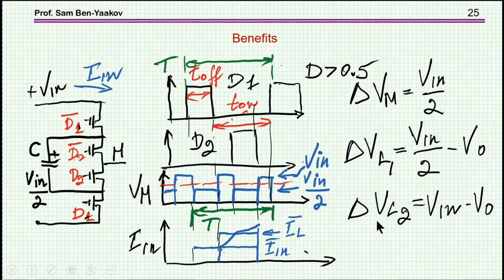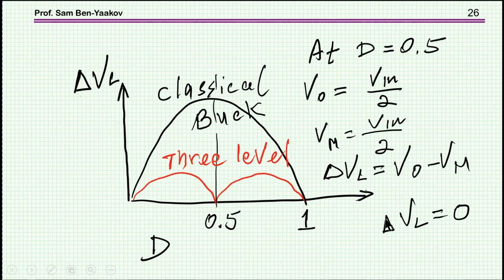So the benefits, therefore, are that we have a smaller swing on the inductor, and therefore we have a smaller delta in both cases, and therefore the ripple will be lower. A way to represent it is with this plot, which is a classical plot, and what we see here is the ripple, you might say, or the voltage difference on the inductor, which causes the ripple.